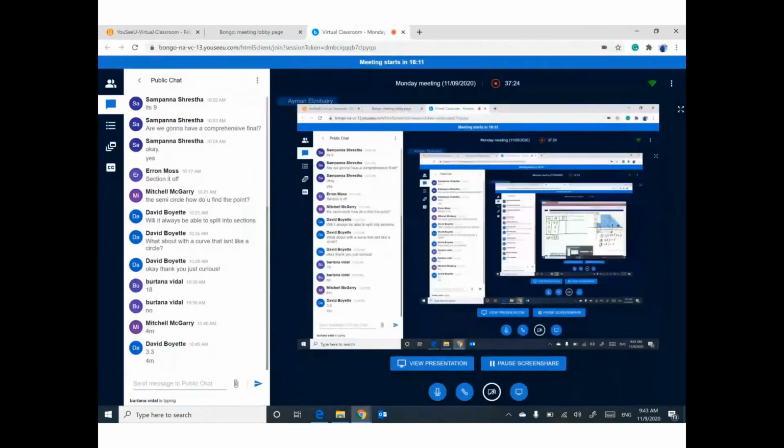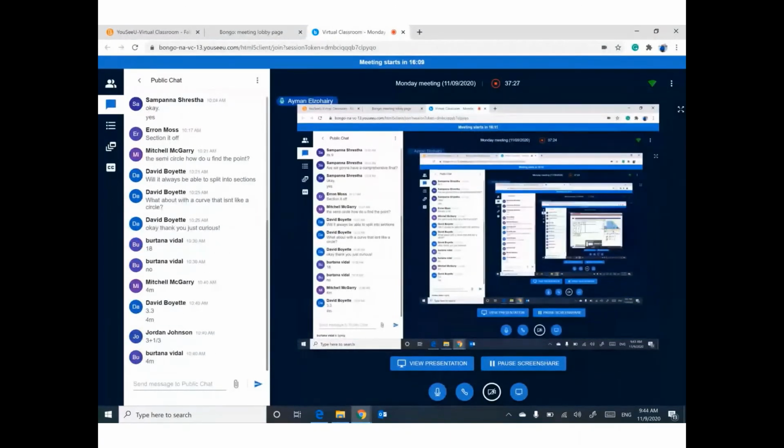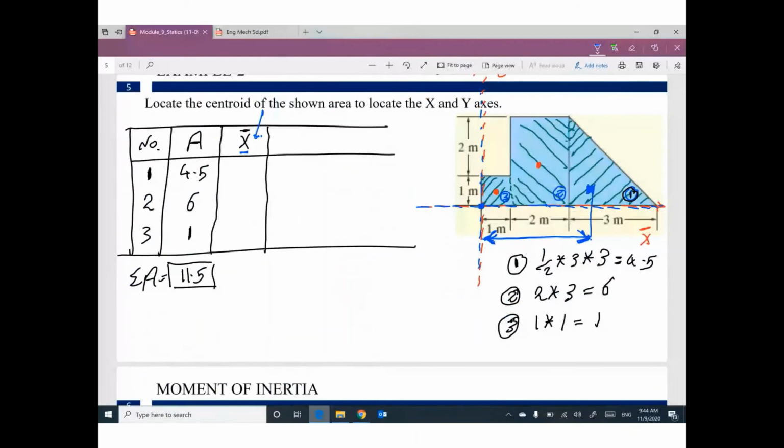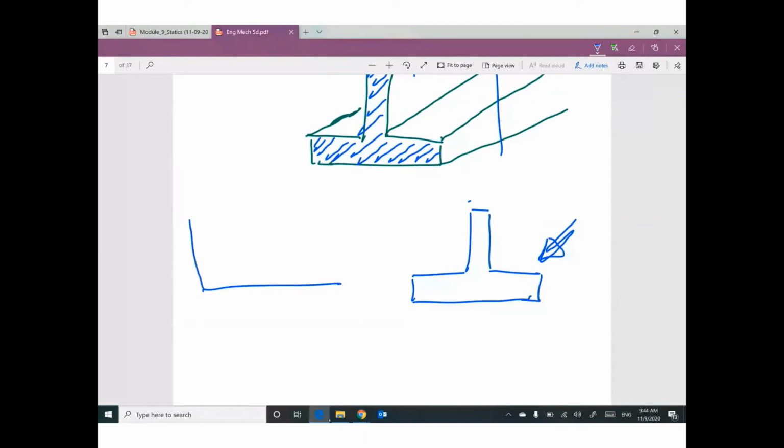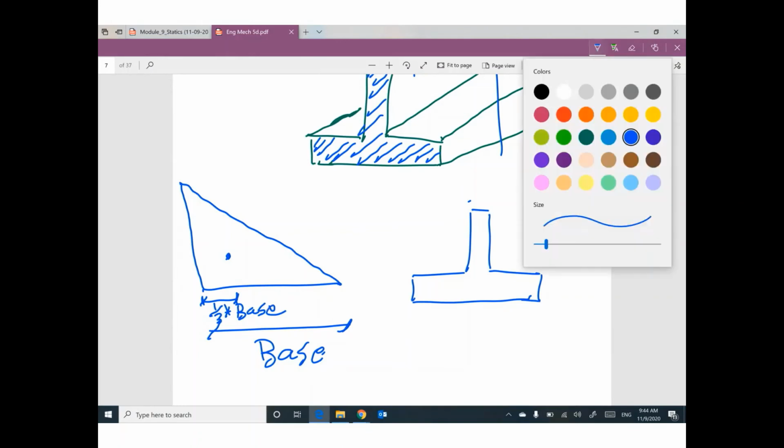4 meter, 3 plus 1/3. No, you didn't get me. Guys, when I told you if you have a right angle triangle, I told you this distance is called the base. I told you the centroid is a distance. I didn't say 1/3. I said 1/3 times the base.